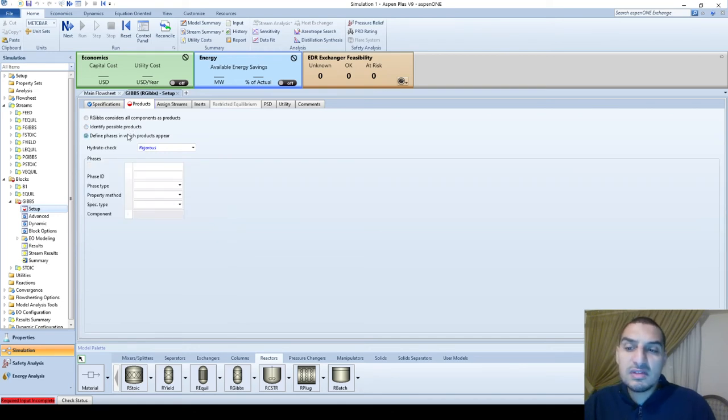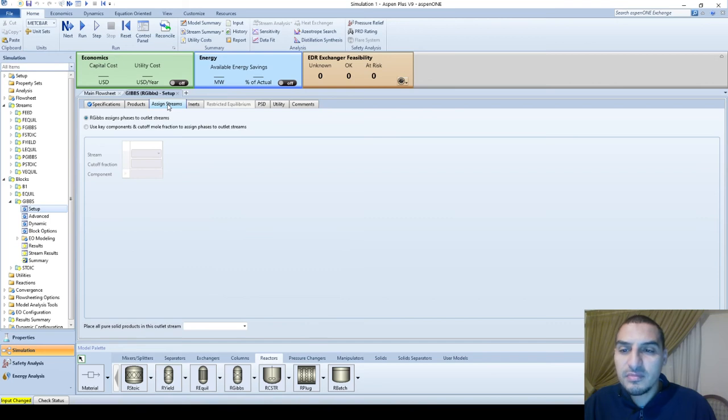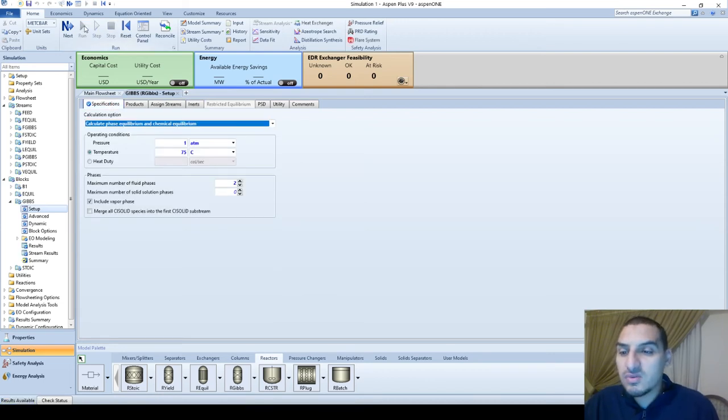Or you can define phases if you want. I'm going to consider all the components because I have only the 4 components here. You can also assign the phases to the streams. If I have more than one output stream, I can tell it for this stream I have this phase, and for this stream I have this phase. You can define the inerts if there are some components that are not included in the reaction as inerts, solids or inert gases or whatever. You can put it here. But let's see what we're going to get out of this.